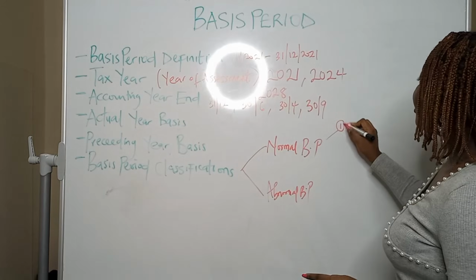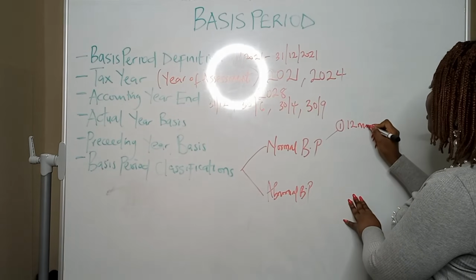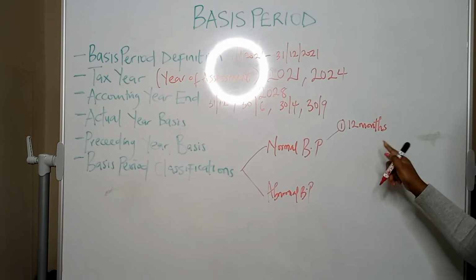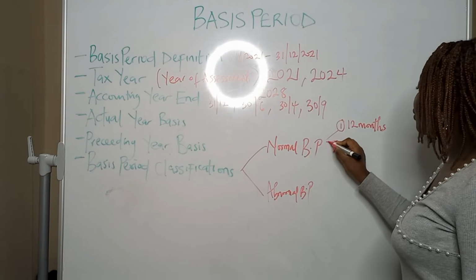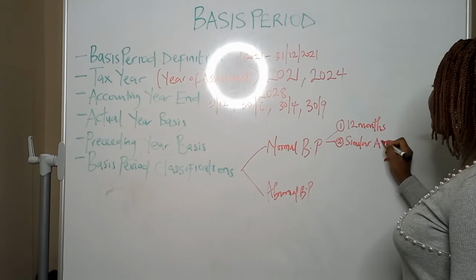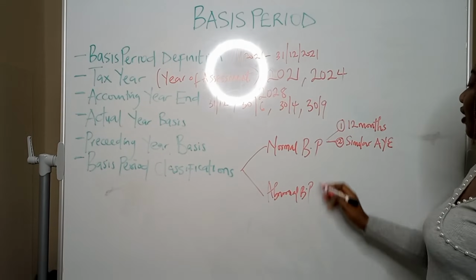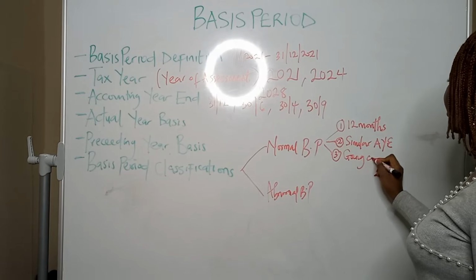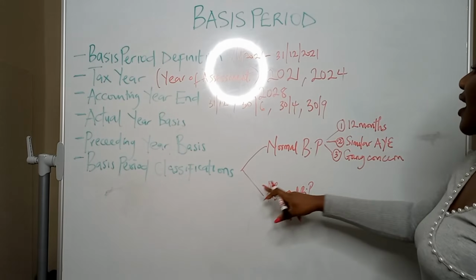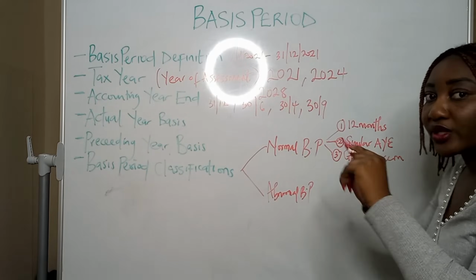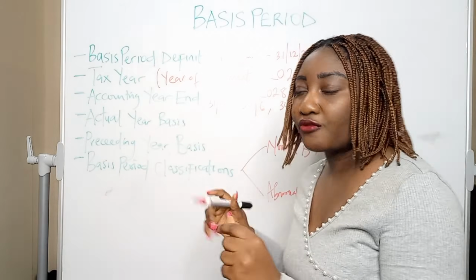So here you must have 12 months in the basis period. Is it clear? The basis period must have 12 months. Number two, it must have similar accounting year end. I'll explain everything. And then number three, it must be going concern. So I said a normal basis period has three features. It is 12 months within that period. That is, the time frame is 12 months.